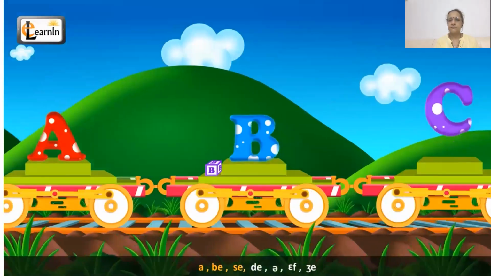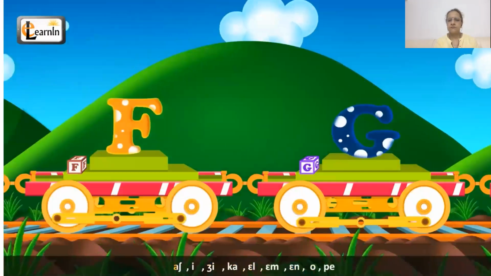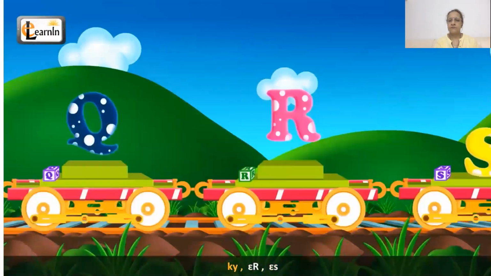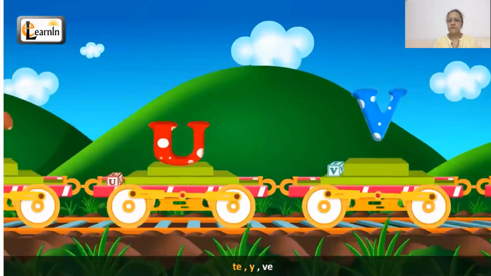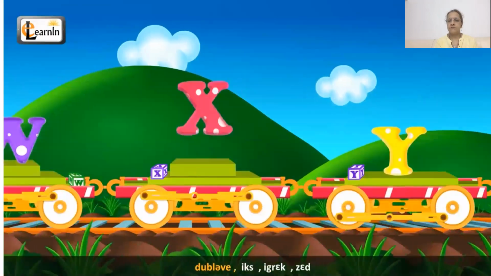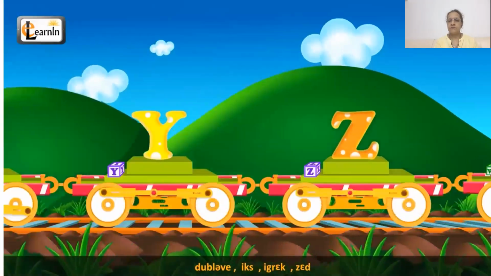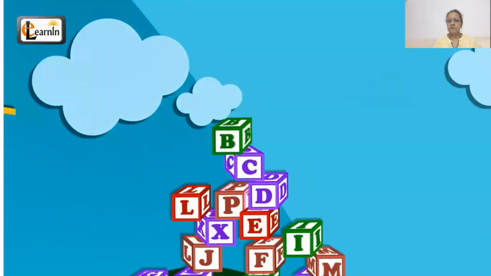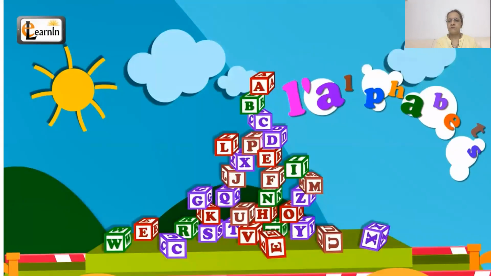A, B, C, D, E, F, G, H, I, J, K, L, M, N, P, Q, R, S, T, U, V, W, X, Y, Z, maintenant je les connais, toutes les lettres de l'alphabet.